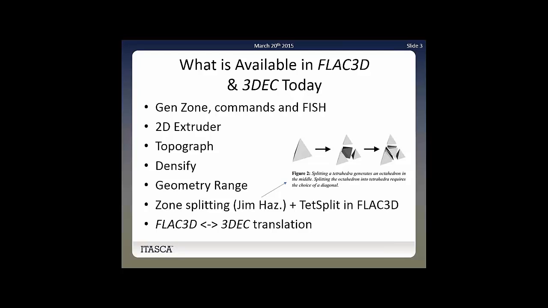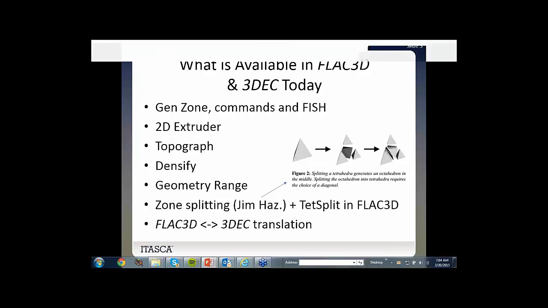So, GenZone commands, FISH, the 2D extruder since 2012, the topograph standalone command, which allows you to create a boundary-fitted topography, the densify command, the geometry range, which allows us to create a stair-step mesh and then select part of the zones or part of the blocks as various geotechnical units or various shapes. The zone splitting capabilities, whether the one that is already in FLAC3D or the one that is in KUBRIX, or the one recently put in place by Jim Hazard in TET splitting, which is a very elegant method.